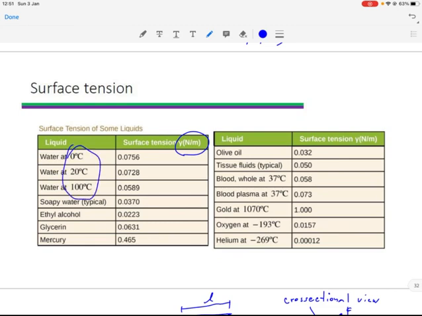If you notice here, upon going up in temperature, you will see the surface tension is less. That is because at higher temperature, the liquid molecules have more kinetic energy and try to move and stay away from each other. That's the reason why at higher temperature you get less surface tension.